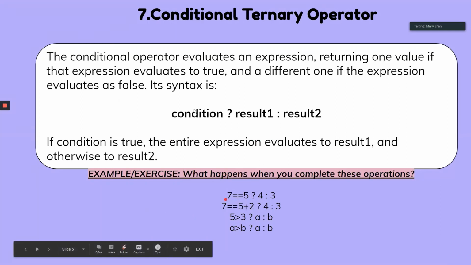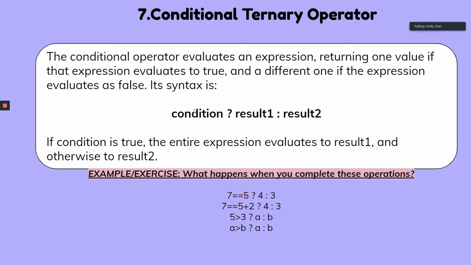So 7 equals 5, this is our first condition, okay? And this is the condition that you can see right up here. So we know that 7 does not equal 5. So this operation as a whole is false. If we were going to print this out onto our screen, our computer would print out 3, not 4, because 4 would only be printed out if the expression was true.